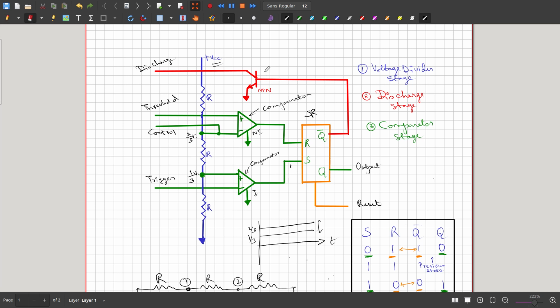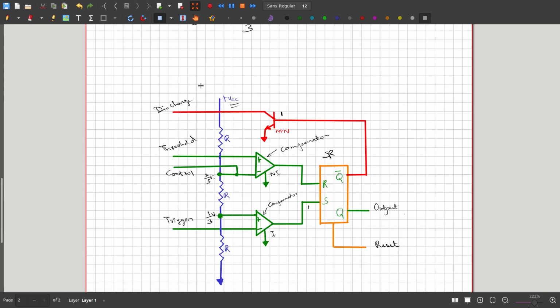Whenever the base is high, the discharge pin is connected to the ground. So we can discharge a circuit based on the output of Q bar. If Q bar is 1, the discharge pin is connected to the ground. It is pulled down to the ground.